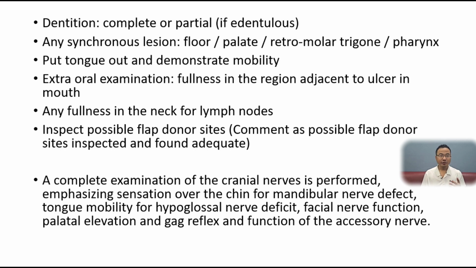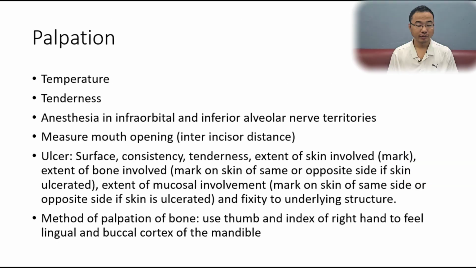A complete examination of the cranial nerves is then performed, emphasizing sensation over the chin, tongue mobility for hypoglossal nerve deficit, facial nerve function, palatal elevation and gag reflex, and function of the accessory nerve. Then you do the palpation, check for the temperature, tenderness, anesthesia in the infraorbital and inferior alveolar nerve territories. Measure the mouth opening, that is the interincisor distance.